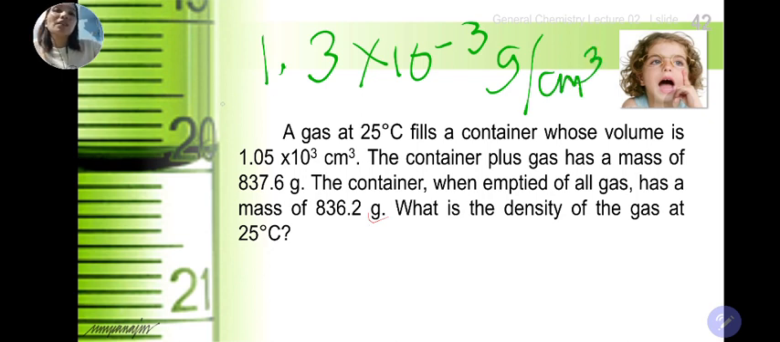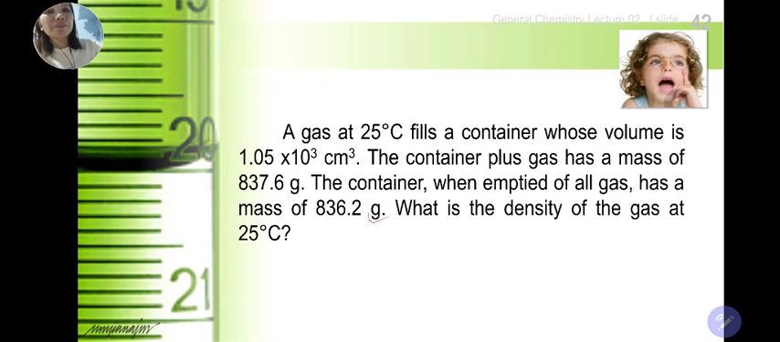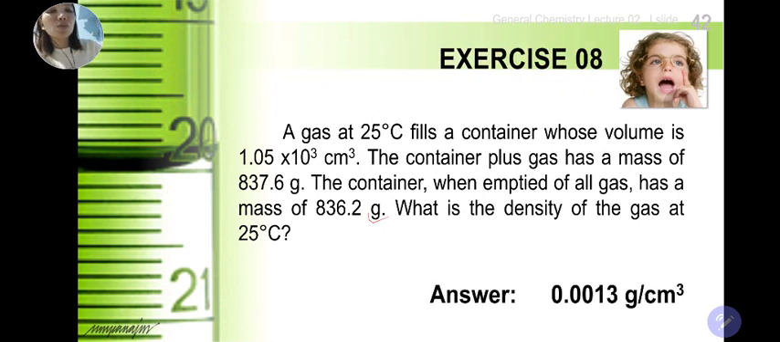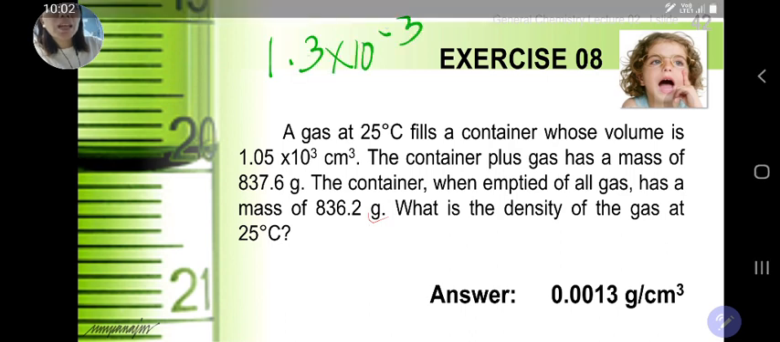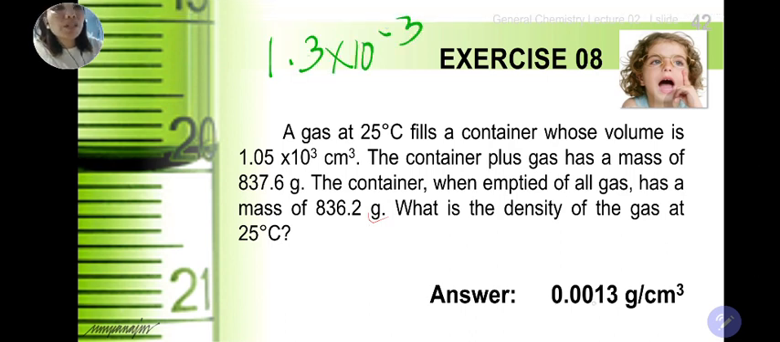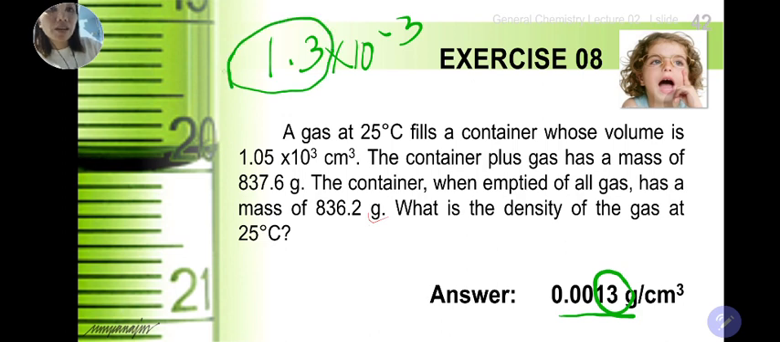So, let's check. Ito yung answer natin, ha. Tingnan natin kung tama. Okay, so let's understand this. Ang nilagay ko kanina is 1.3 times 10 to the negative 3. So, ang answer dito is 0.0013. So, these have 2 significant figures. These also have 2 significant figures. So, they are the same.